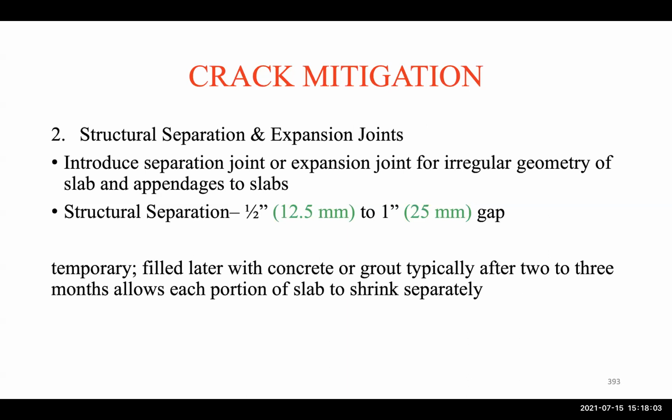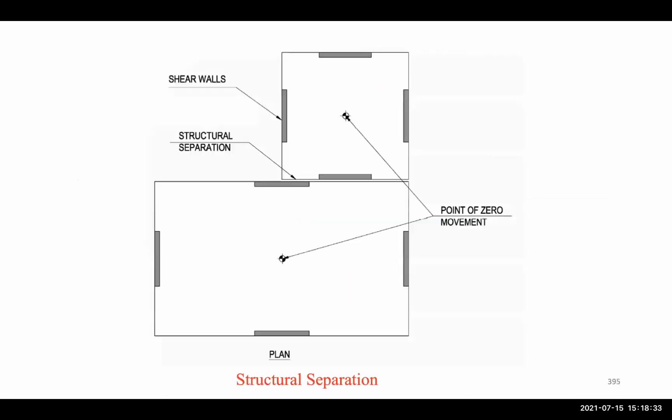Structural separation and expansion joints. Of course, this is introducing separation joints whenever you have irregularity in the structure. That's very important. And introducing structural separations and expansion joints, which may require double columns, sometimes double walls, may prevent collapse of large buildings. If one element of the building fails, let's look at an example here.